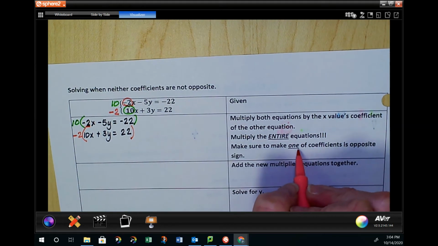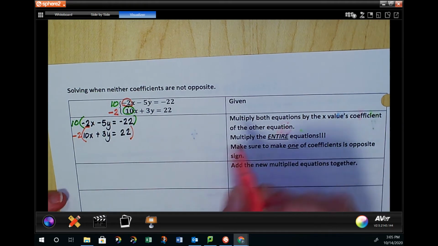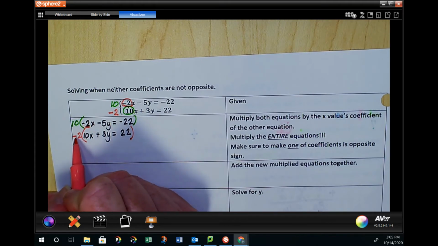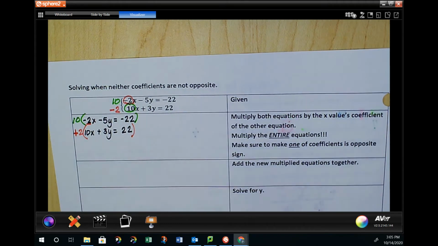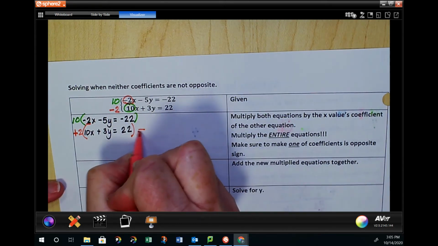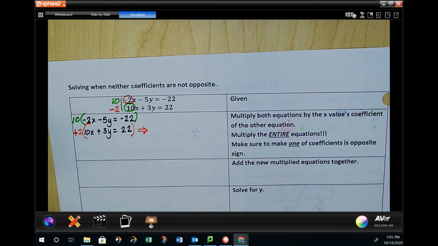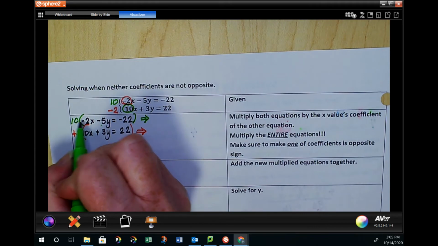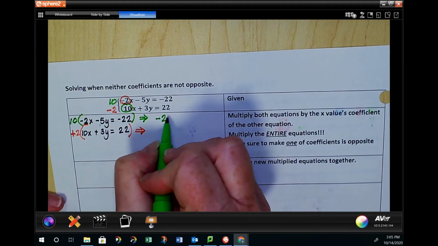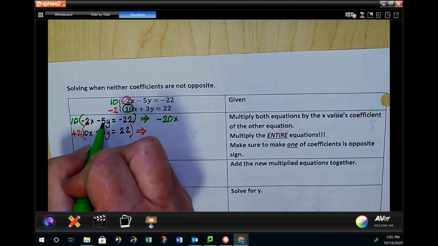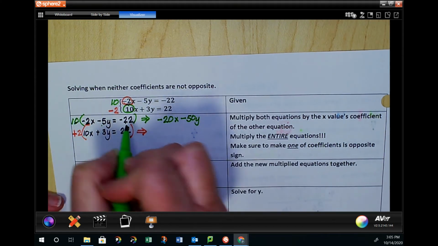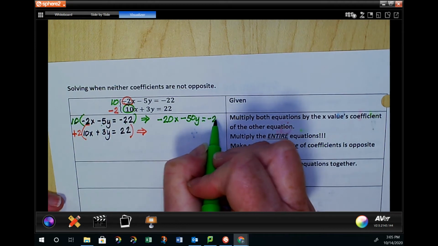And then one of the coefficients needs to be the opposite sign. So 10 is positive, negative 2 is negative, and then I'm going to make this a positive 2 because it will make my life easier. And now when I go through and multiply these out, remember, you're multiplying the entire equation. So 10 times negative 2, negative 20x. 10 times negative 5, negative 50y. 10 times negative 22 is negative 220.